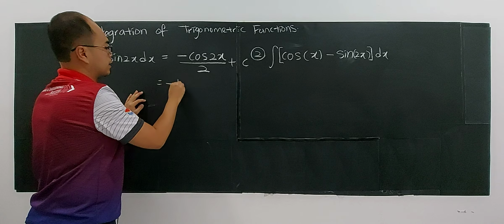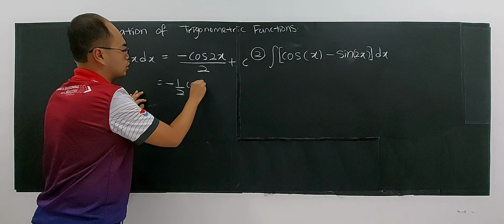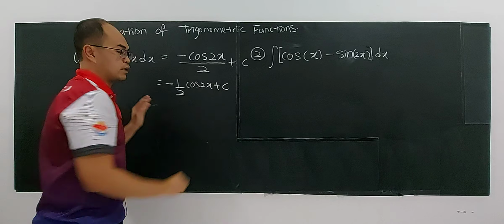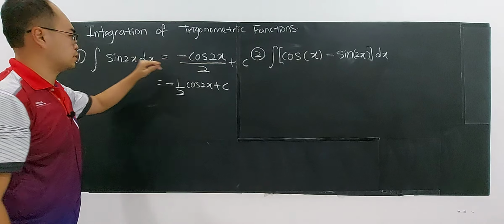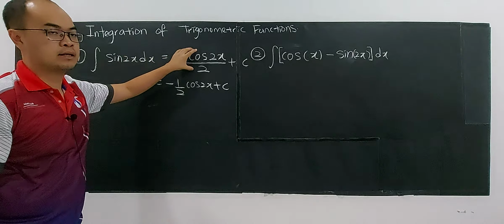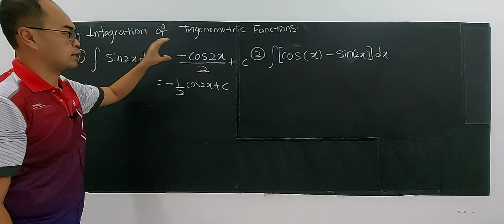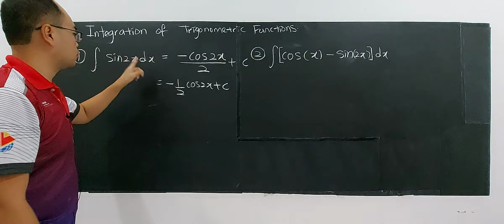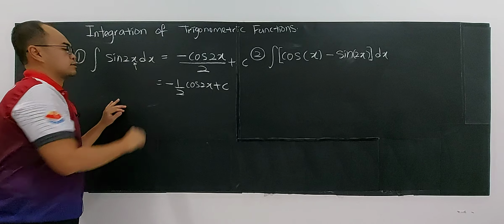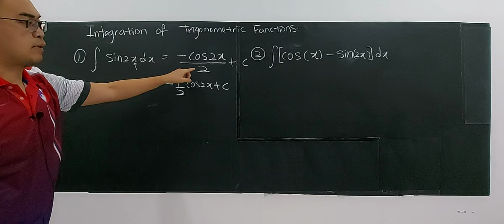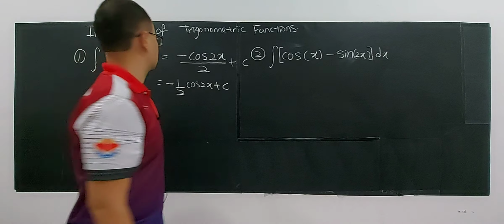So we get negative 1 over 2 cos 2x plus c. Very simple. The formula is the same. Integrate sine, you get negative cos. Integrate cos, you get sine. Integrate secant square, you get tangent. But you also have to consider the coefficient of x. If it's 2, you divide by 2. Let's look at this case also.